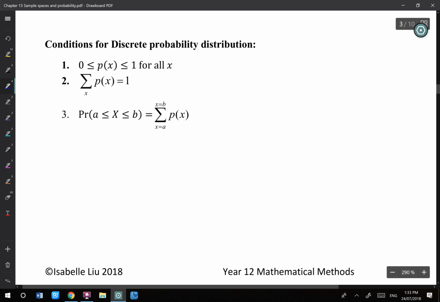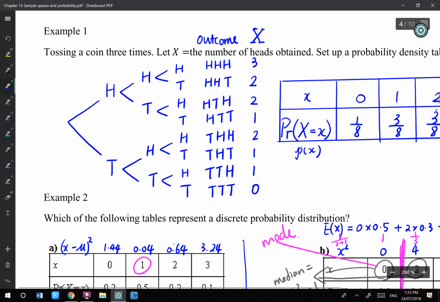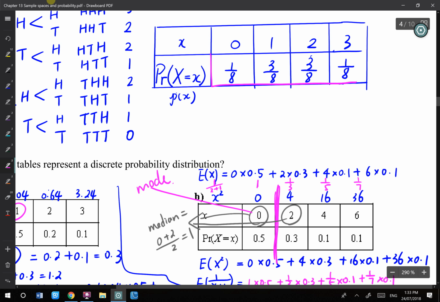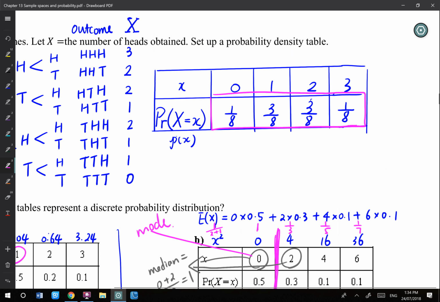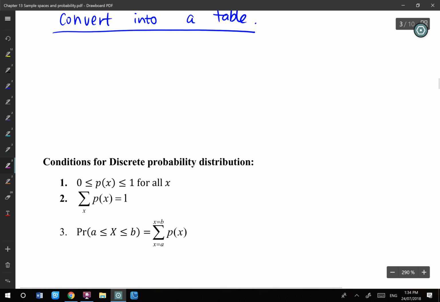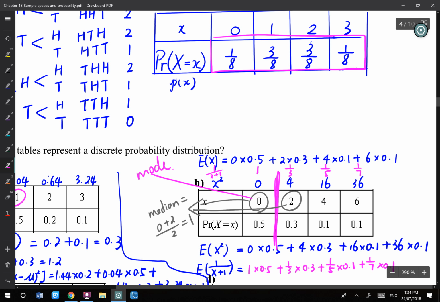The first one is each individual probability in the second row needs to be in between 0 to 1. So all of these values need to be in between 0 to 1. Next, when you add all the probabilities together, you will have 1. So you're adding this row together, it needs to be 1. Those are the two requirements.